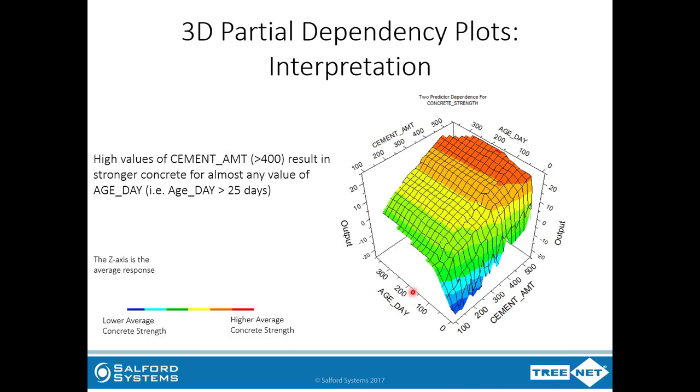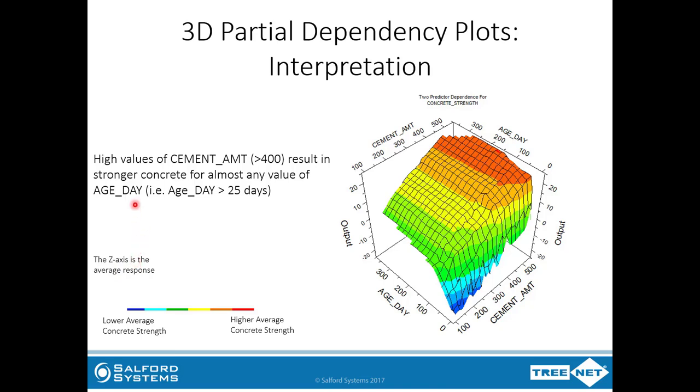So an example of a 3D partial dependency plot is the following. So here we have one of our predictor variables, age day, and we have another predictor variable, cement amount. And we also have this output. So output here is the z-axis, and so the z-axis is just the average response. And so keep that in mind. This is just the average response.